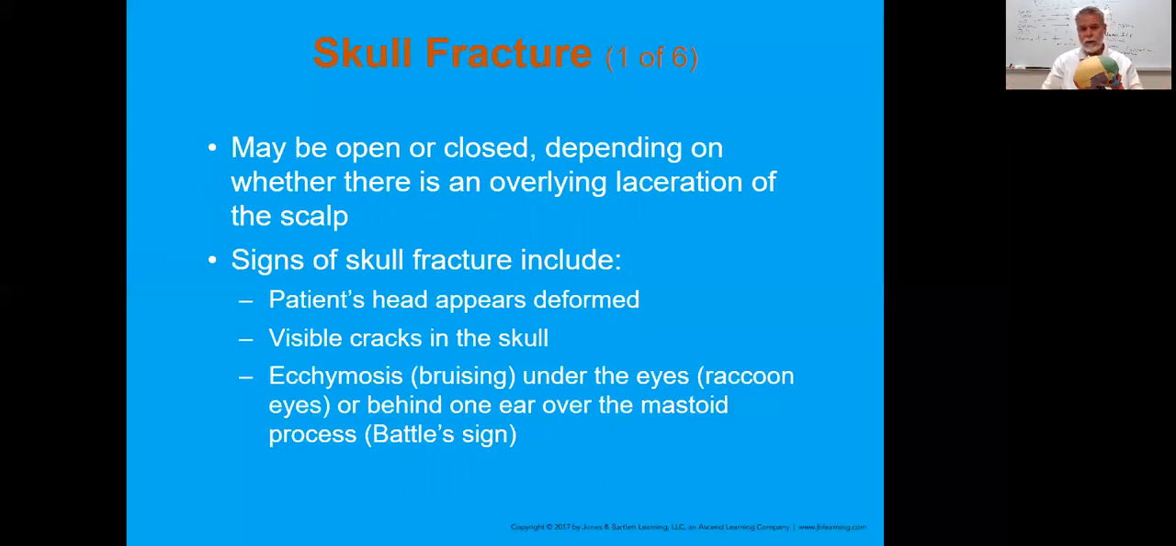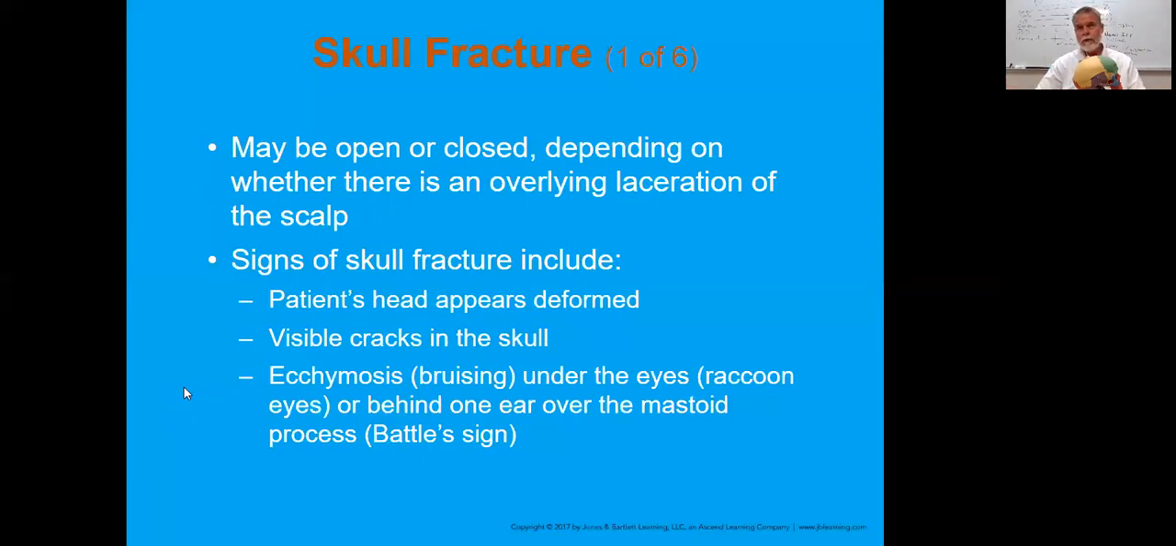Do a good visualization there, and be careful when you're palpating the skull, because I don't want to just do that. I want to use that gentle motion to find and feel, do I see anything different? Some of the signs of that: the patient's head appears deformed, and I'll ask your patient if their head normally looks that way, but you're seeing some actual visible cracks in the skull.